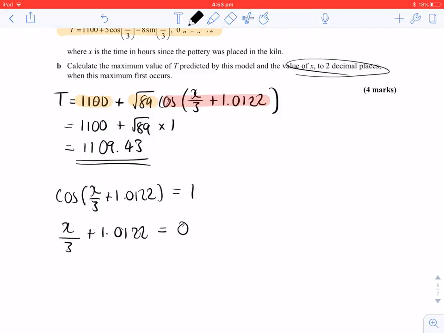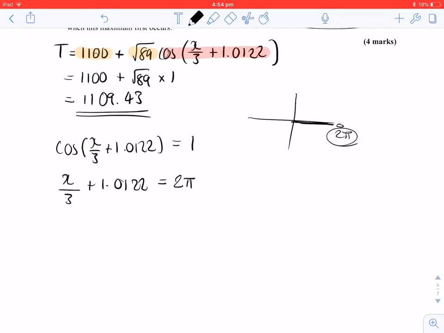Now the issue is we're going to have a negative amount of time here, which doesn't make any sense. So we're not going to take the 0 answer, we're going to take the 2 pi answer as it comes back round again. So if you think of a CAST diagram, you've got 0 and you've got 2 pi here, so we're taking the 2 pi answer. So we're then going to take the 1.0122 over and times by 3, and we're going to end up with an x value of 15.81 hours.